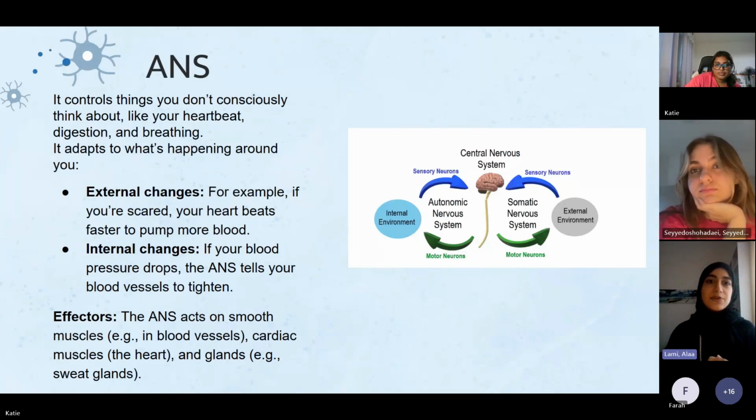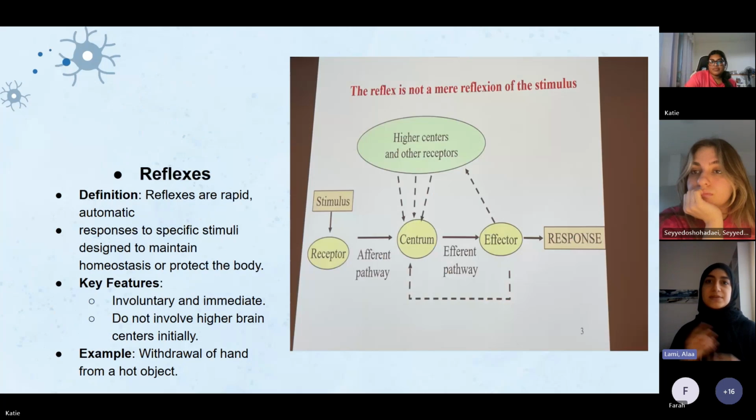All right, now for the ANS, I'm going to briefly describe it, but there's way more detail in your lecture, so please go into detail regarding it. So ANS is the autonomic nervous system, and it controls things that we don't consciously do, like heartbeat, digestion, breathing. Obviously, you're not going to think before you start digesting or before you breathe or before your heart beats. It just happens. Now, it helps us adapt to things that happen around you, either externally or internally. And as for the effectors, the ANS acts on smooth muscles, like in blood vessels, cardiac muscles, and glands. And these result in some sort of effect.